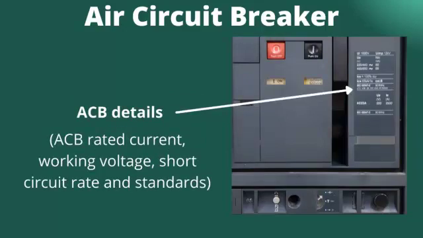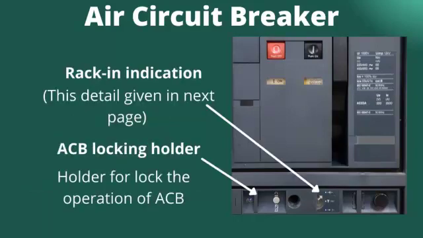ACB details. Here all details of the ACB are provided, including rated current, voltage, short circuit rating and standards. ACB rack in indication. These details are given on the next page. ACB locking holder. Holder to lock the operation of the ACB.